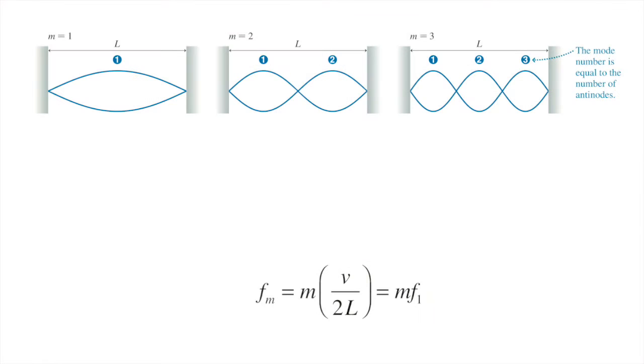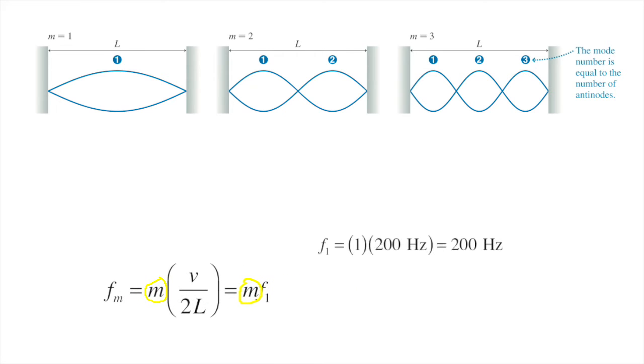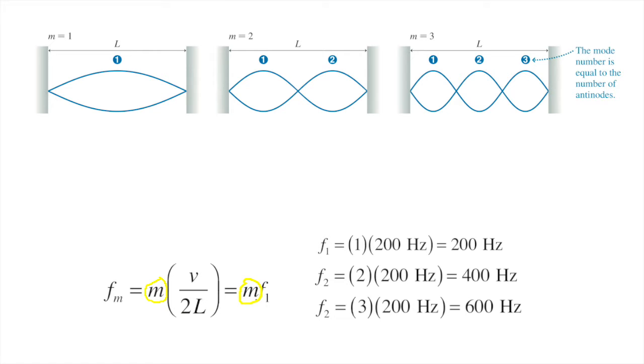If you look at the pattern of modes that we have, you can see that the higher order modes are multiples of the fundamental frequency for a string which is fixed at both ends. And so we have 200 hertz as the m equals 1 mode, and m equals 2 and m equals 3 are 2 times 200 hertz and 3 times 200 hertz, or 400 hertz and 600 hertz.